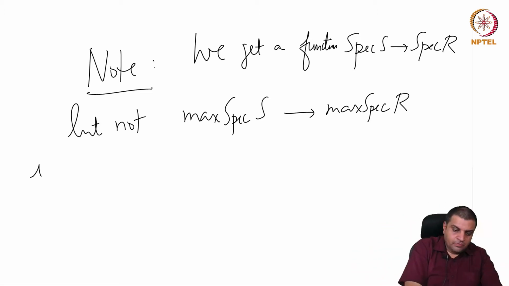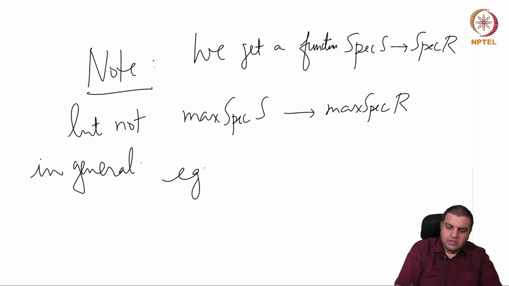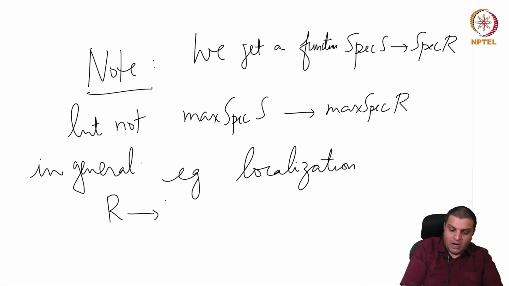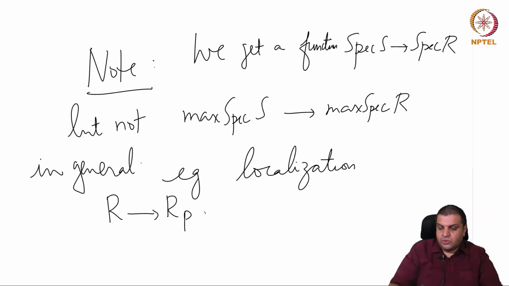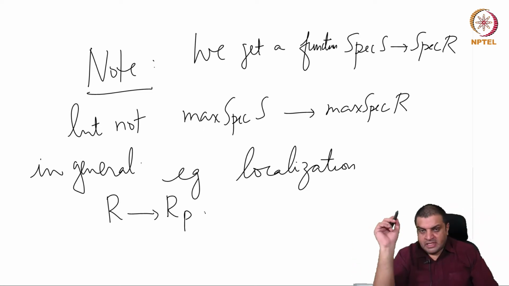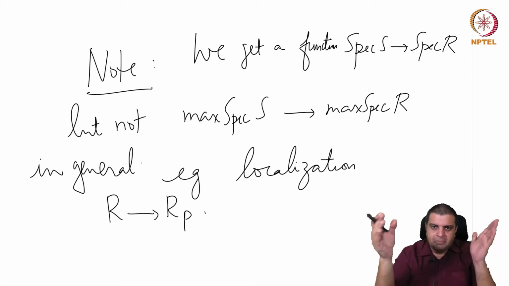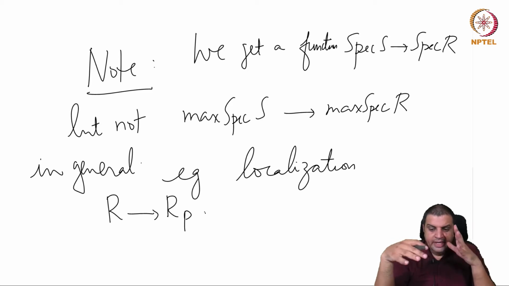In general, for example, think about localization. If you take the map R to R localized at P, and P is not a maximal ideal, the image of P inside here would be a maximal ideal, but its inverse image is not a maximal ideal. So in general, we do not get a map from max spec to max spec.